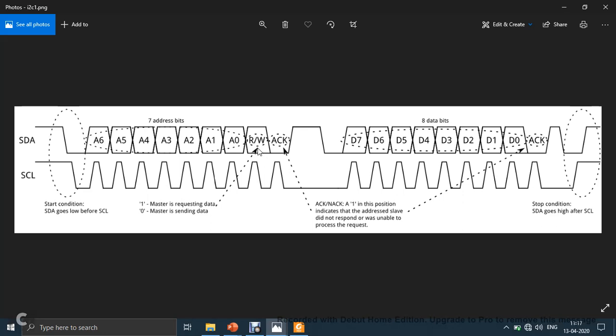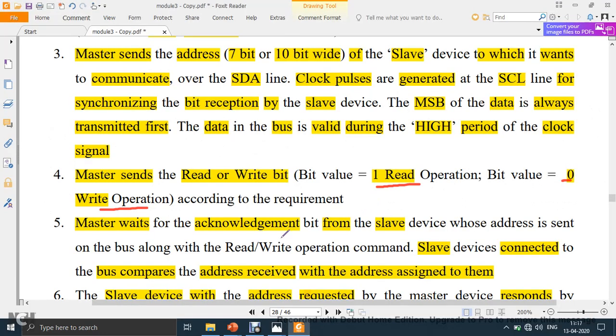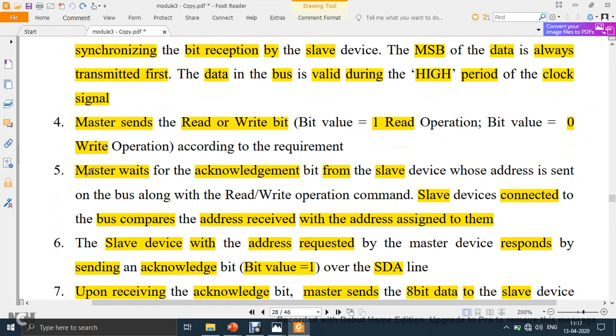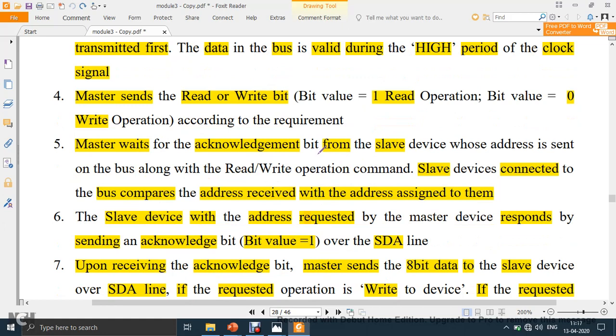So whether this master wants to read the data from the slave or it wants to write the data to the slave, that is what this is. Okay. So after this is sent, totally 8 bits, let's say, master waits for the acknowledgement. As I told, master wants to know whether the address that it has sent has been communicated properly with the read-write selection.